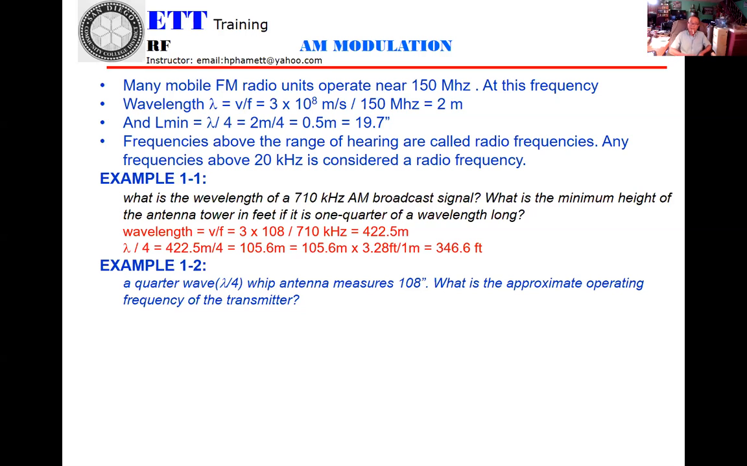Okay, number two. Take a quarter wave, lambda divided by 4, with an antenna measuring 108 inches. What is the approximate operating frequency? Now they ask for F.